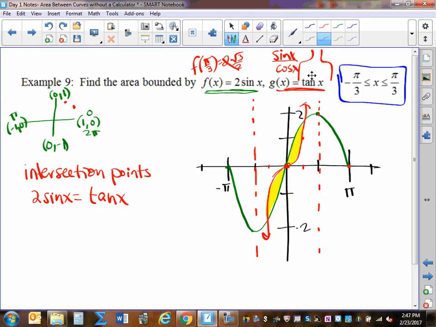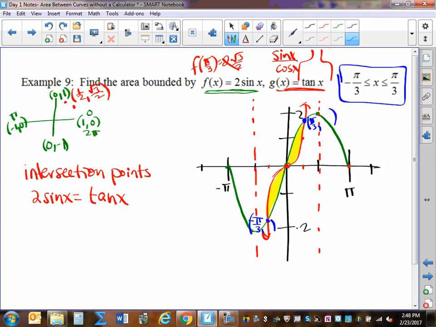Tangent of pi over 3? If this is the point 1/2, root 3 over 2, what is tangent of this? Yeah, it's root 3 over 2 over 1/2, which becomes just root 3. So that actually is the intersection. So this is actually when x is pi over 3, and something else. And I'll save us time. Same idea down here.